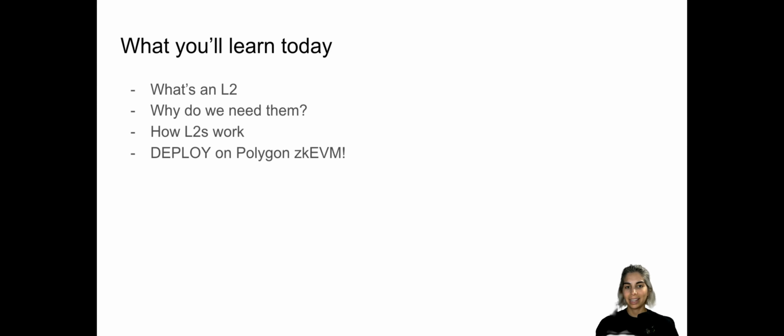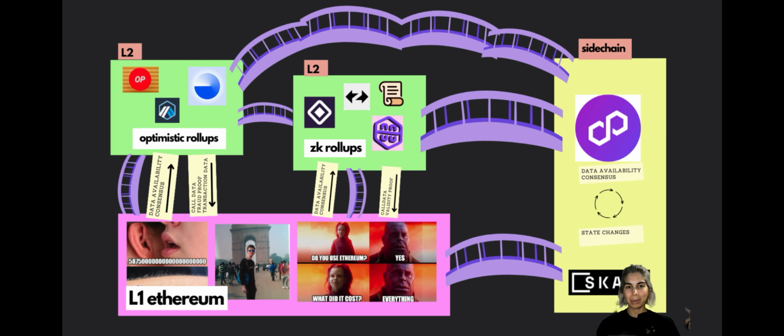An L2 derives its security from the data availability from the L1. You can see this image behind me. There's a lot going on, so let me explain what you're looking at. In that pink rectangle is our L1 Ethereum. In the green boxes, we have our L2s, both optimistic and zk rollups. And then over to the right, we have our sidechains.